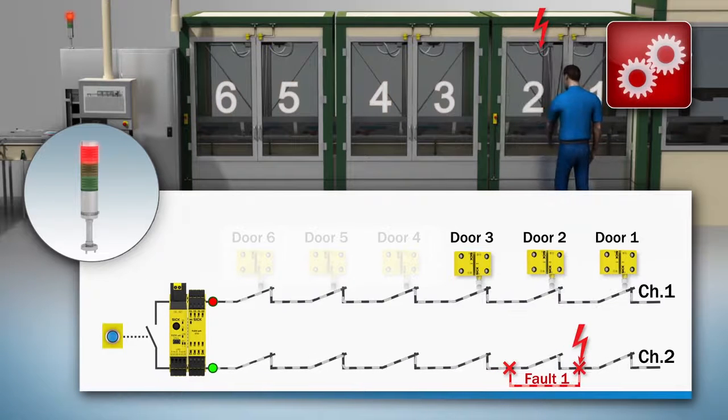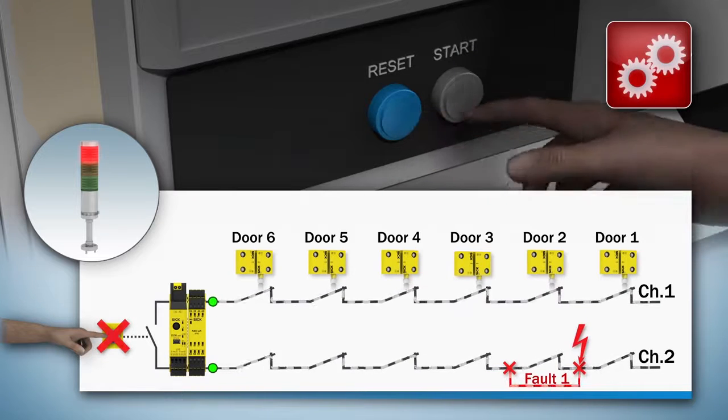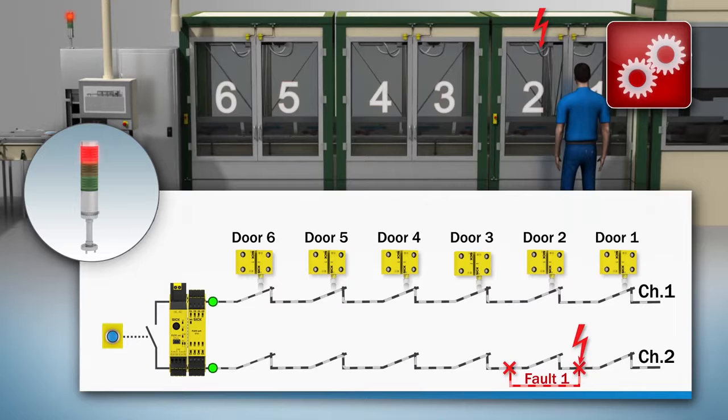But because the signal change was detected on only one channel, the safety controller evaluates this as a sequence fault and will not allow the machine restart. Trying to find the cause of the error, the operator opens and closes different doors, each time trying to restart the machine to check if the problem is eliminated.